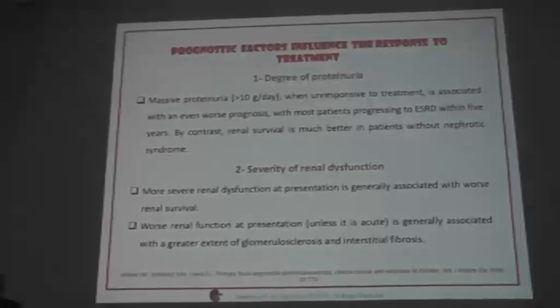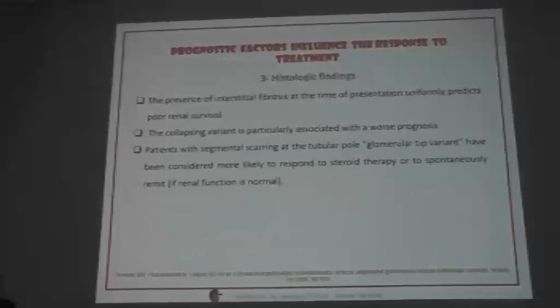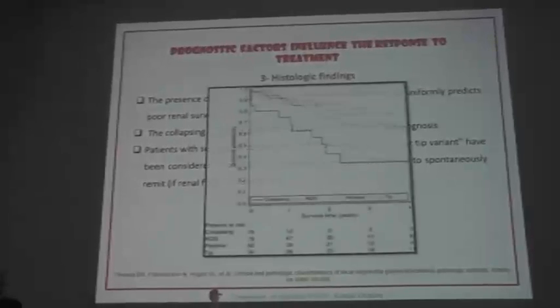The degree of proteinuria: the worse the proteinuria, the worse the prognosis, and also the severity of the renal dysfunction. Also, when the patient presents with a decline in the GFR, the prognosis, of course, is going to be worse. According to the histologic pattern, the collapsing pattern is the worst among the different pathologic types of focal segmental glomerulosclerosis.